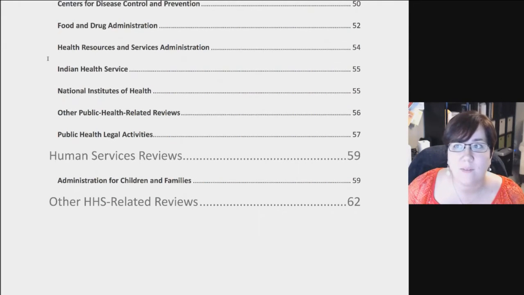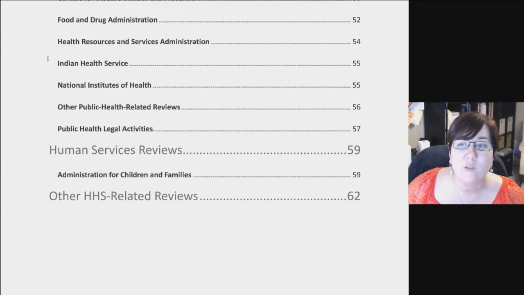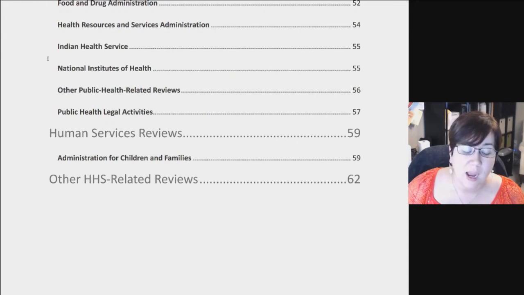So there's a lot of information in this work plan. If you're not familiar with the work plan, I would encourage you to at least take a look at it once a year so you have an idea of what's coming over. If you work in an auditing or a compliance position, or if you're looking to move into an auditing or a compliance position, the work plan is something you have to be familiar with.